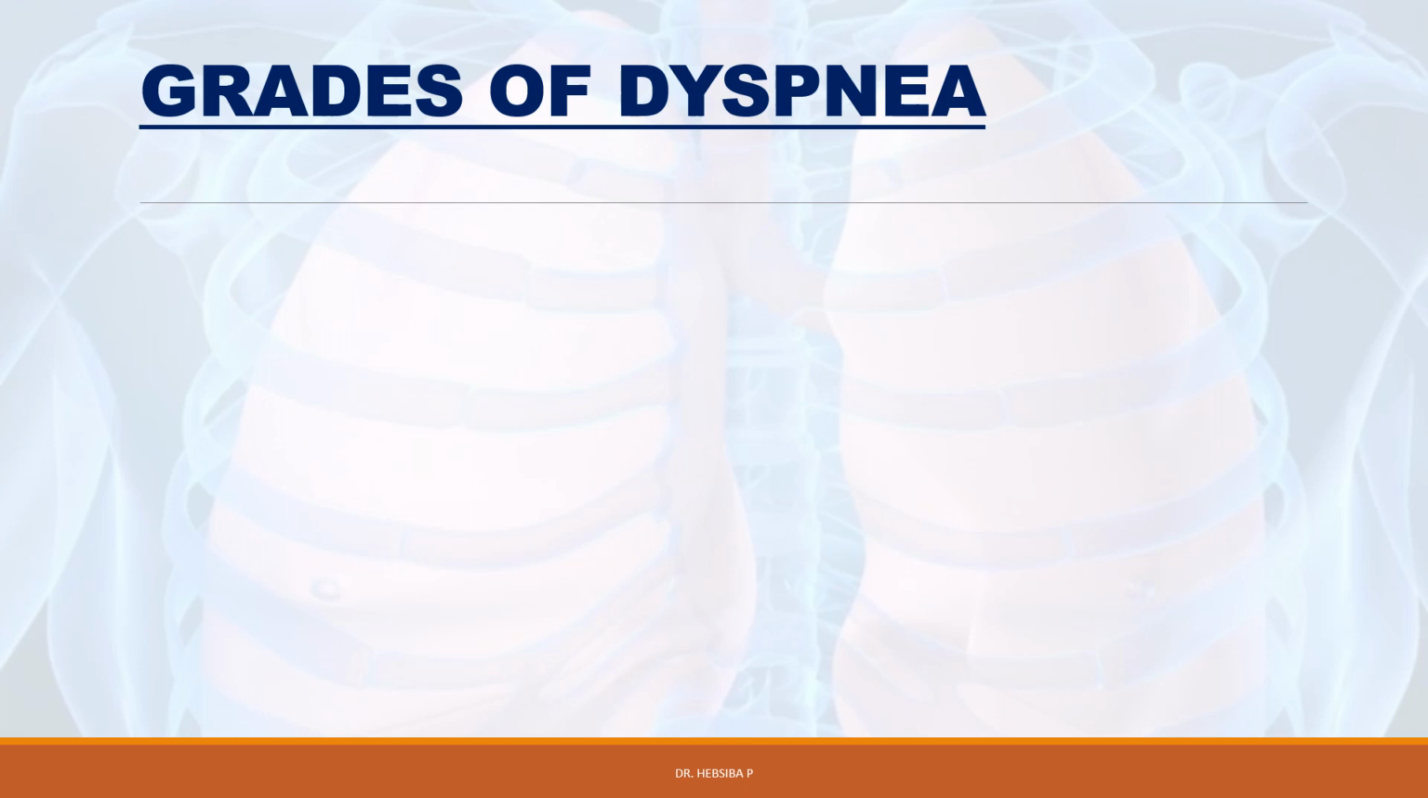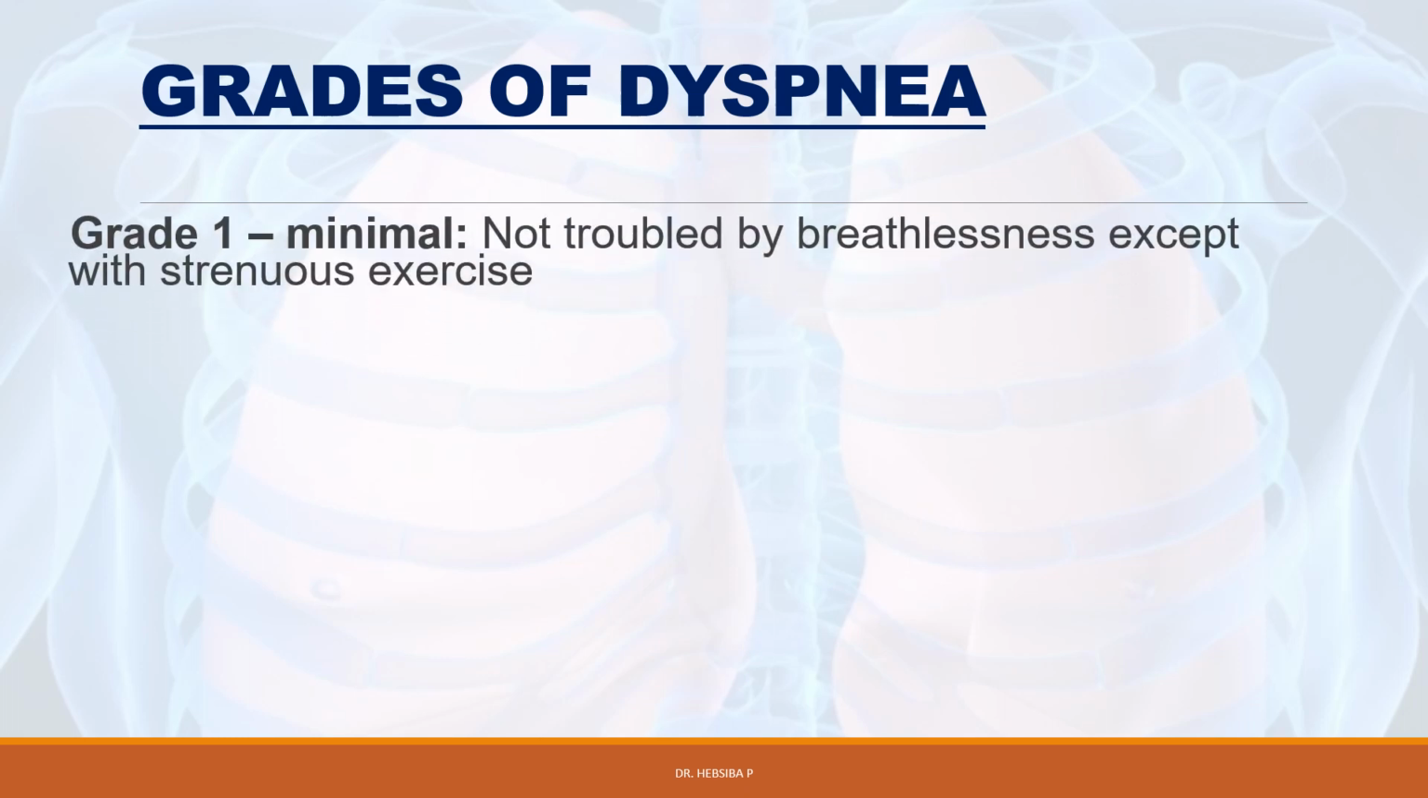Then the grades of dyspnea. Here we see the classification. Grade 1 is minimal dyspnea. In minimal dyspnea, the feature is not being troubled by breathlessness except with strenuous exercise. So usually they don't have shortness of breath, but when they perform certain aggressive work or strenuous activities, they come up with a minimal kind of dyspnea.